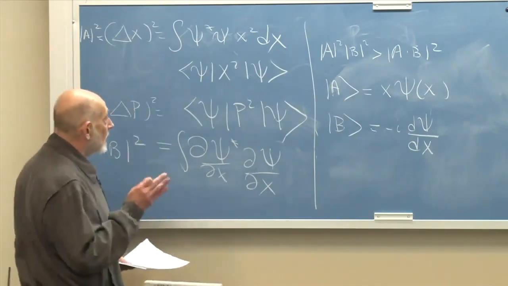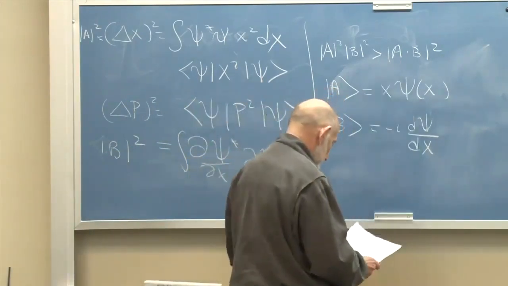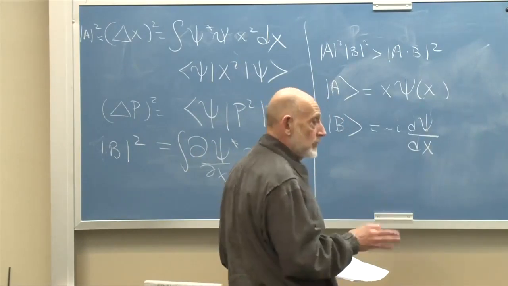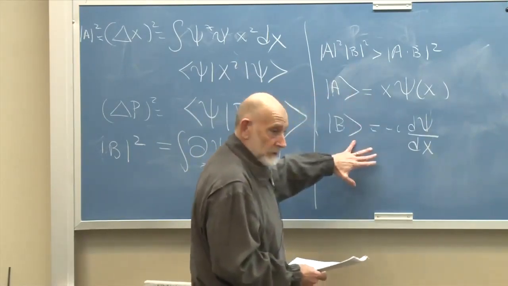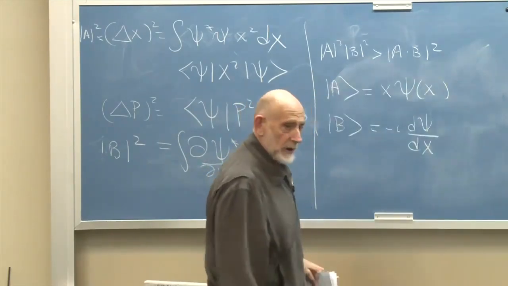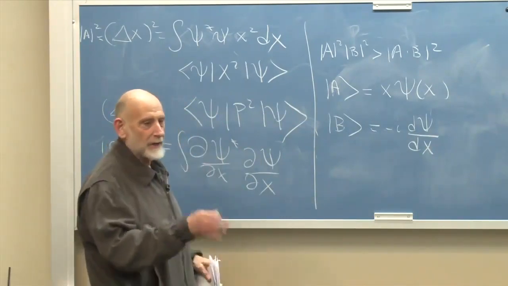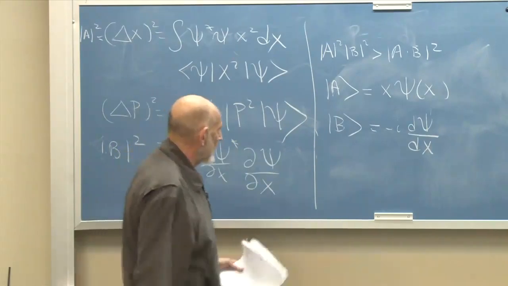So now let's look at the other side of the inequality. The other side of the inequality is the absolute value of A dot B, squared. So let's compute A dot B. It's the inner product of these two vectors. And then we square it. Then we take its absolute value and square it. Because we take its absolute value, I don't have to keep track of i's and minus signs. In the end, they'll all go away because I take the absolute value.